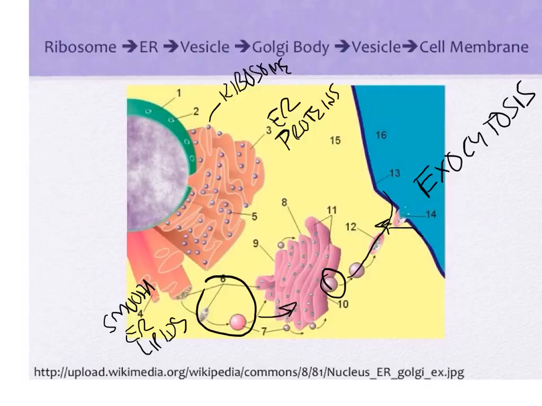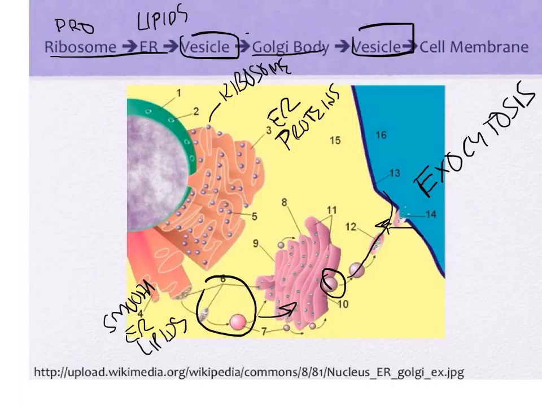And that's the way some of these nutrients can get out of the cells that our cells might produce. So we've got a process going: ribosomes and ER, which once again is for the proteins, and some of the ER is for the lipids as well, to a vesicle which goes to the Golgi body, which will package it and ship it out as another vesicle which leaves the cell membrane through exocytosis.